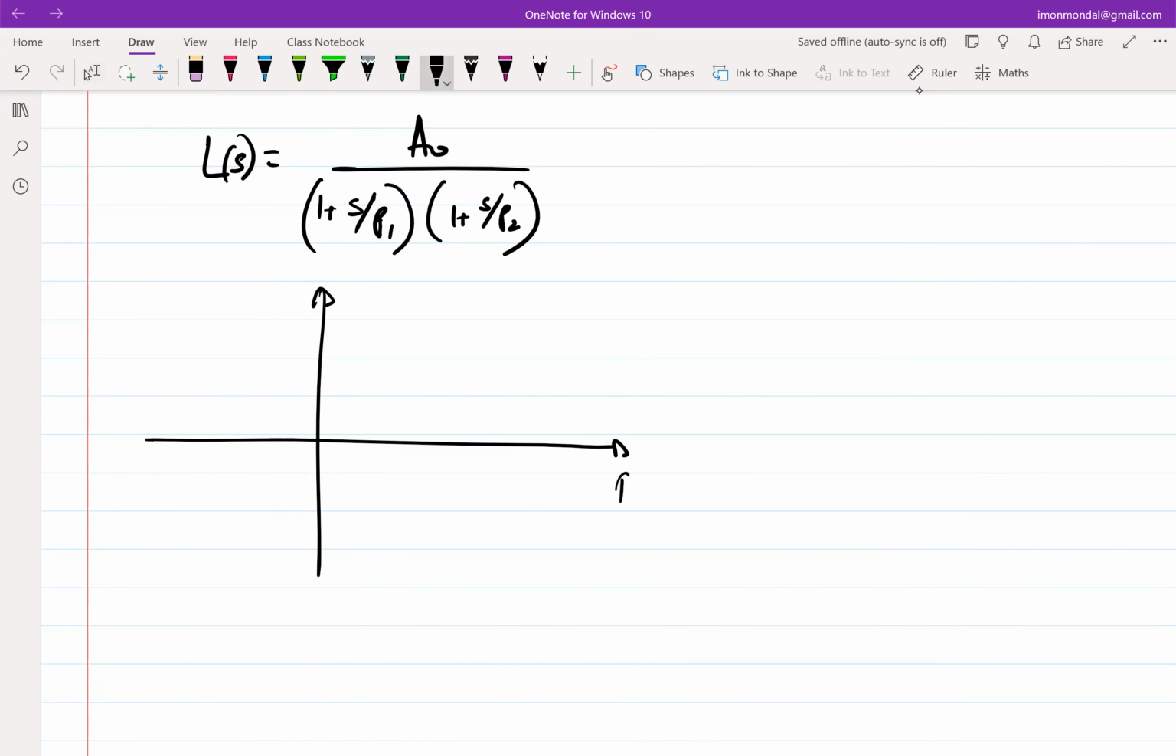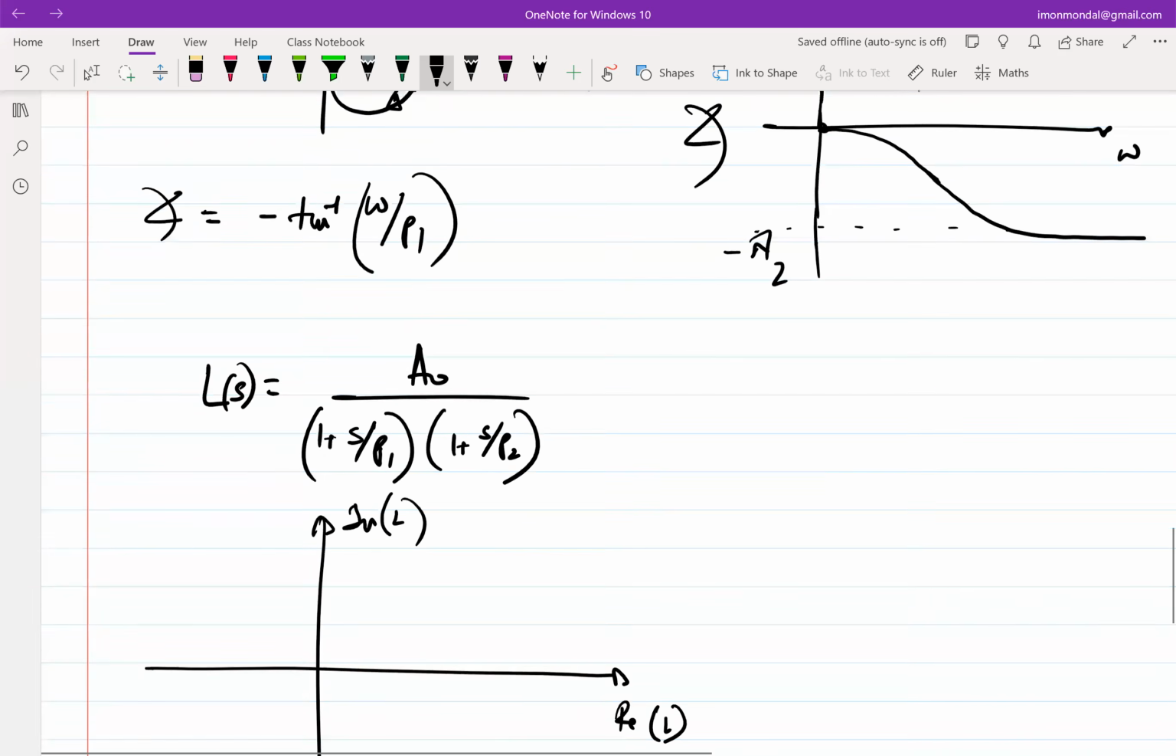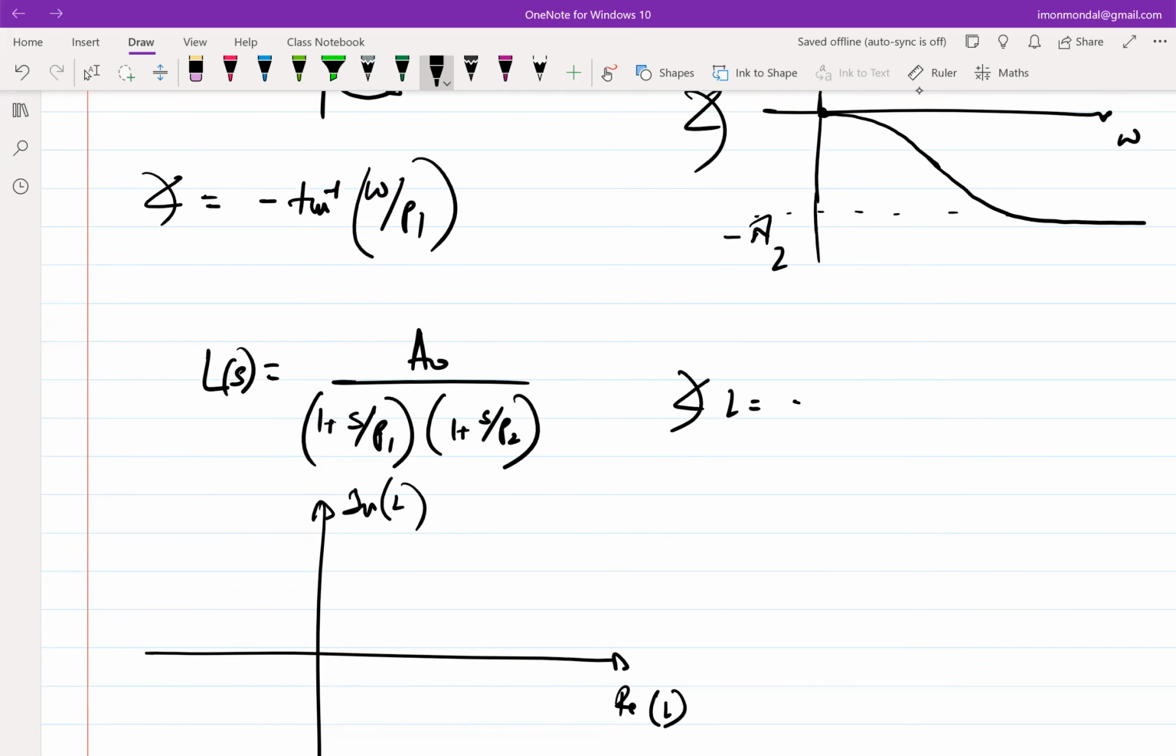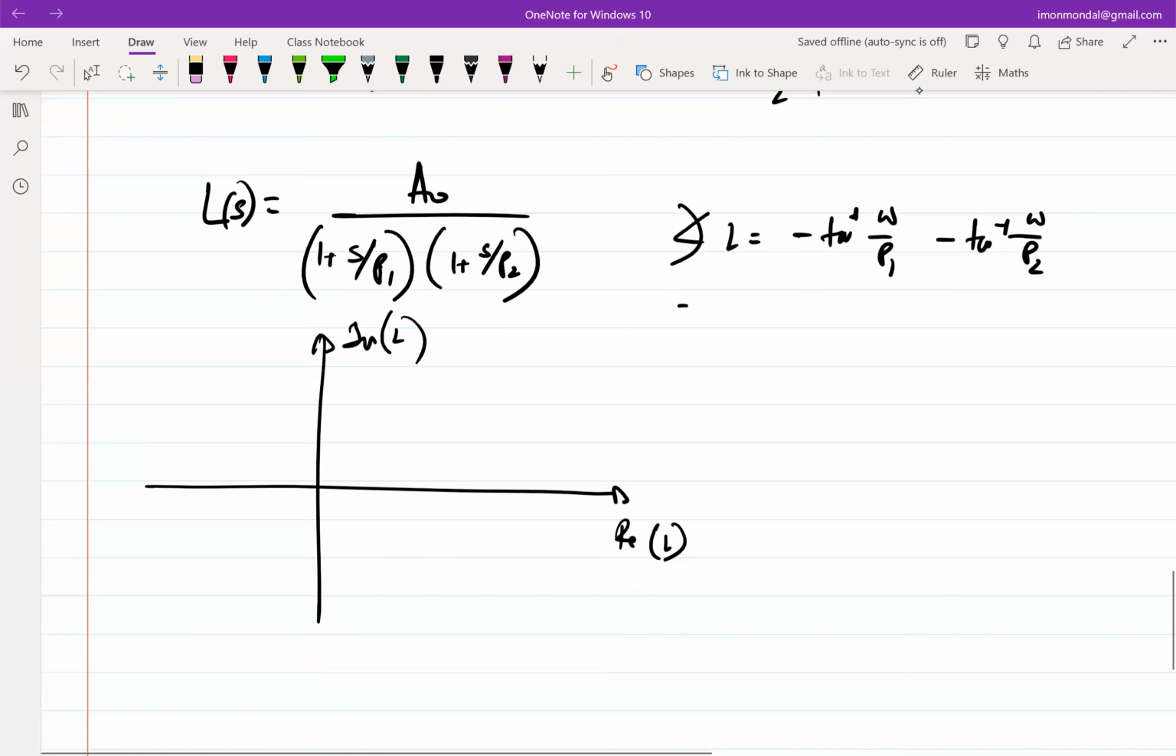So again, real of L, imaginary of L. Angle of L will be minus tan inverse omega by P1 minus tan inverse omega by P2, and mod of L is monotonically decreasing, so I'm not writing it. It's kind of obvious, right? Okay, so we'll do the same experiment again.